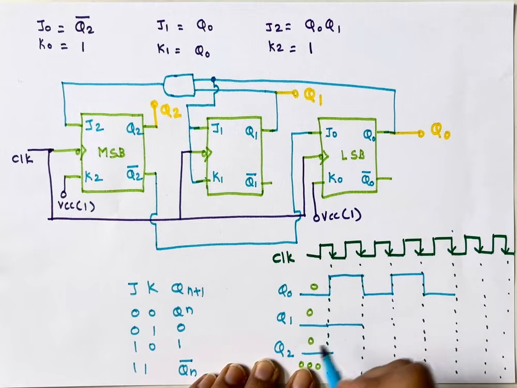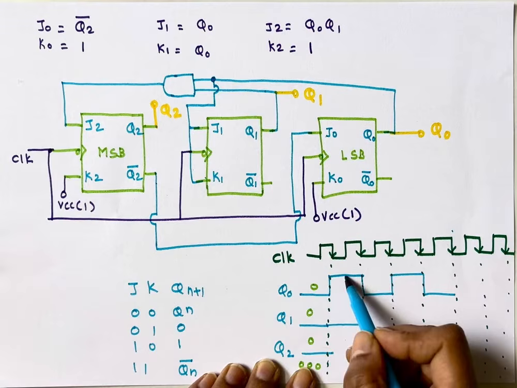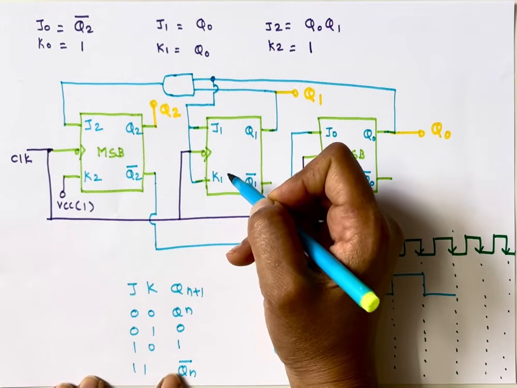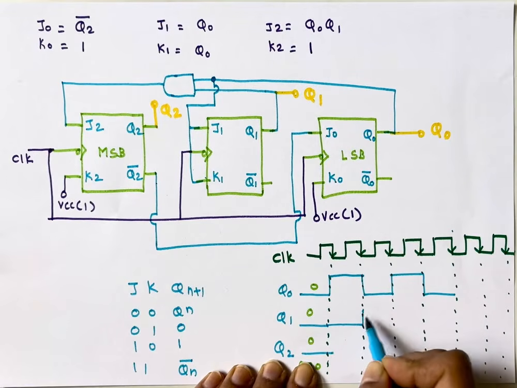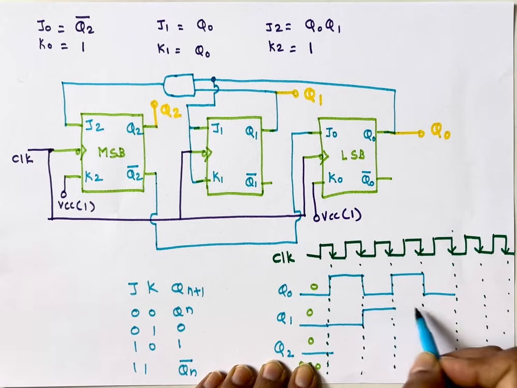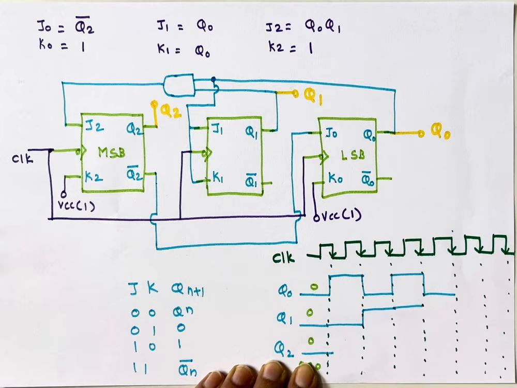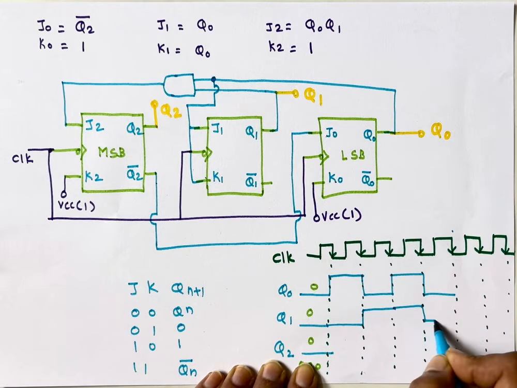Then here, see, Q0 is now 1. So J1 and K1 both are 1, so the next state is the complement of the present output. The present output is 0, so the next state will become 1. Here it is 0, so both inputs are 0, so the next state will remain the same as present. The present is 1, so the next is also 1. Now Q0 is 1, so the next state will toggle.